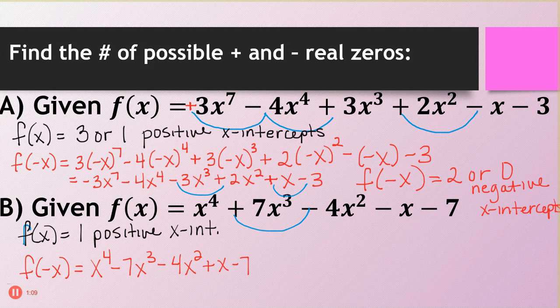And now let's look at our sign changes. So we have one sign change here, and then negative to a negative, that doesn't change. Negative to a positive, we have a change. Positive to a negative, we have a change. So for f of -x, we had 3 sign changes. So we can have 3 or 1 negative x-intercepts.